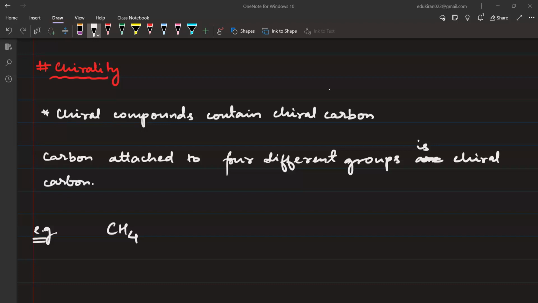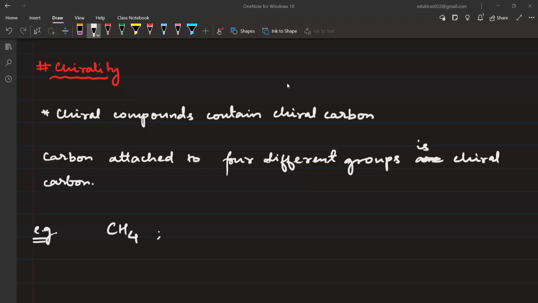Carbon is attached to what? Tell me, Hafsa, Deborah, please answer. Hydrogen, only hydrogen. 4 hydrogens. All of them are same, yes or no? Correct? Yes, sir.